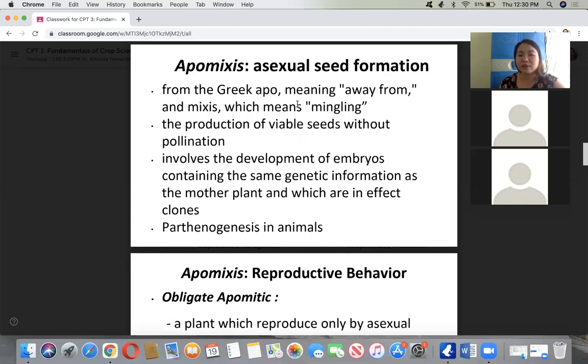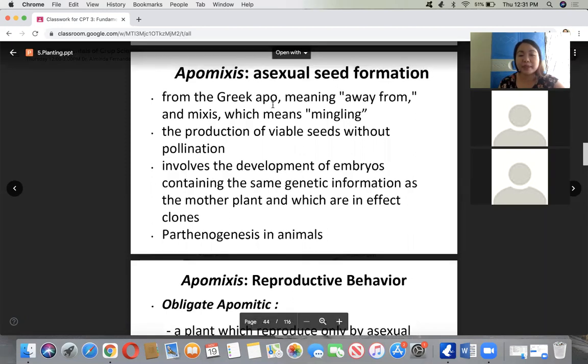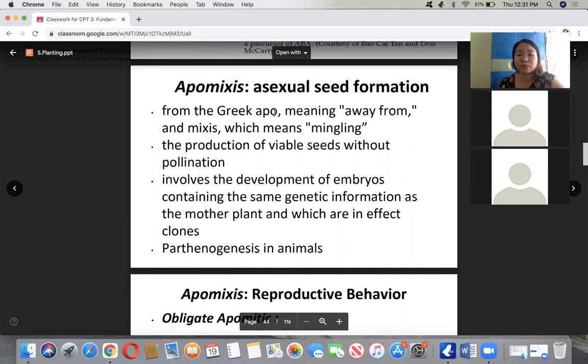So we also have the apomixis, asexual seed formation. So we all know that the seed will only form through sexual germination, diba? Last videos we have seen how the sexual germination occur. So meron pa din tayong exemption for that rule. We call it the asexual. The seed is formed, but it is asexual, and that is called apomixis.